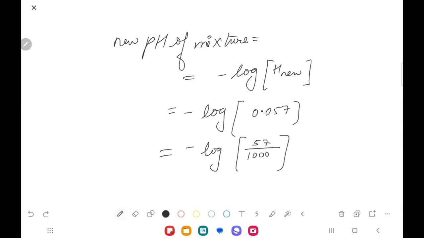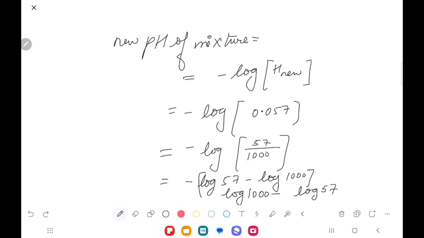Yes or no? Yes. So that is going to become what? Minus log of 57 minus log of 1000. And minus, you bring down inside, that becomes log 1000 minus log 57.